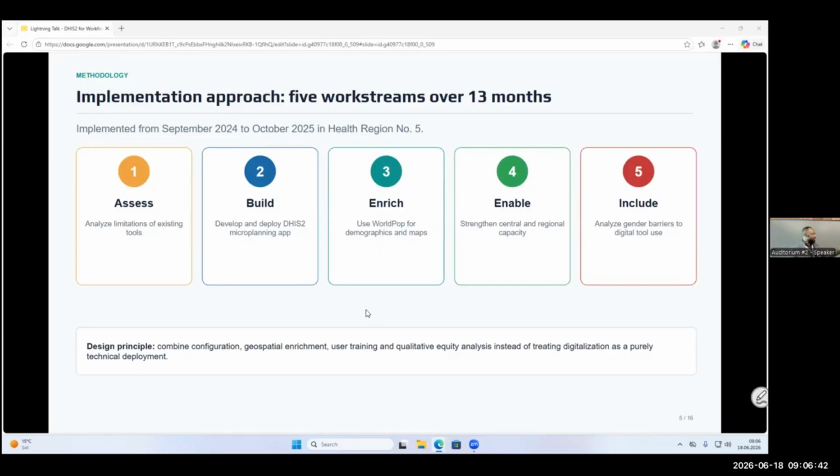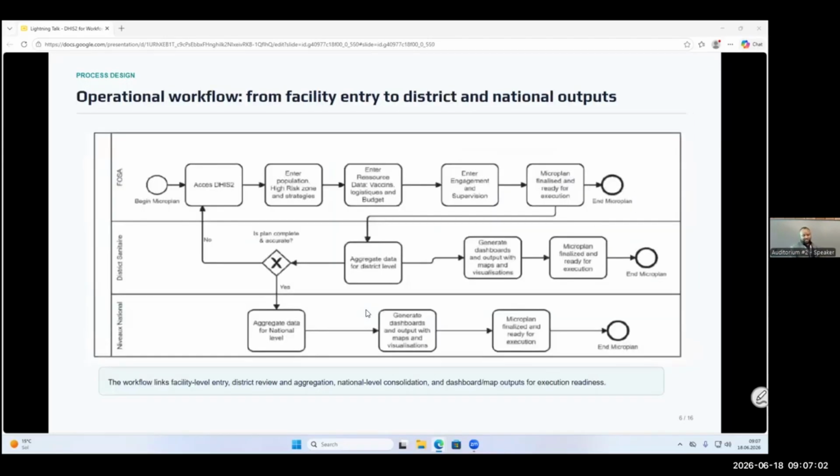And we trained people to build capacity. We realized there was a gap in the people who were using the tools, and we tried to include women to make sure we remove the gender barriers. So this is a diagram.